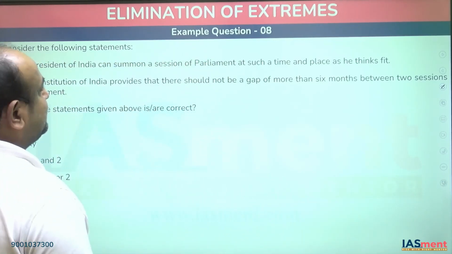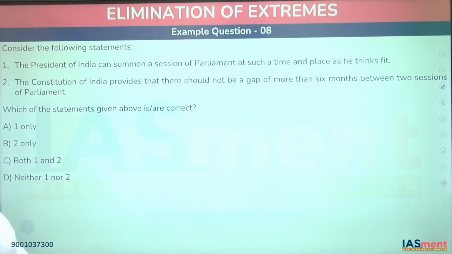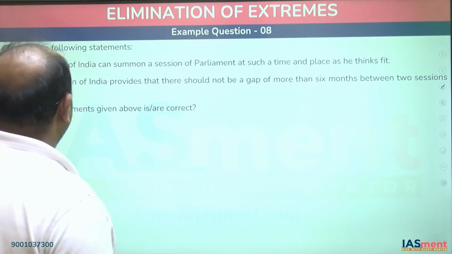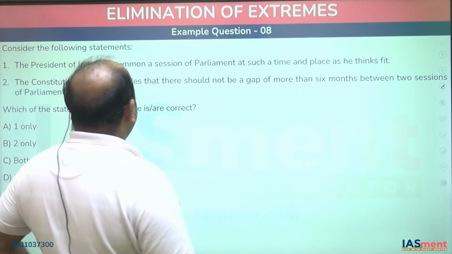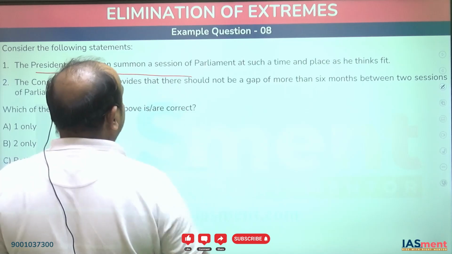President of India can summon a session of parliament at such a time and place as he thinks fit. Constitution of India provides that there should be no gap of more than 6 months between two sessions of parliament. No. President of India can summon a session.